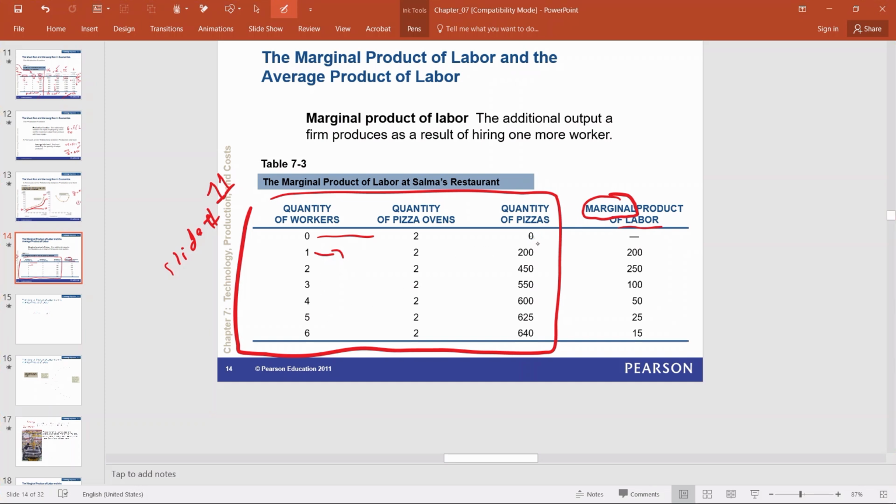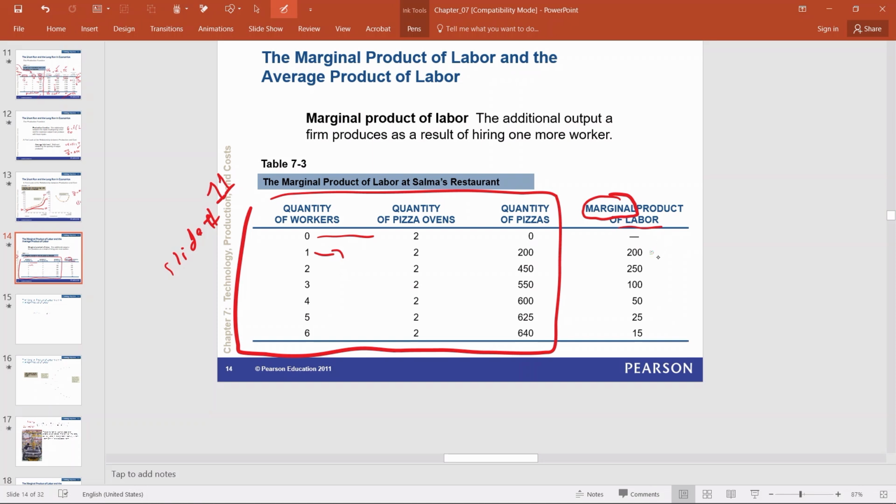So going from production zero, level zero, to 200, the difference is 200. Going from production made by labor one to labor two, it's 450, and the difference between these two levels is 250. And going from labor two to labor three gives a total quantity of production of 550, and the difference between the two levels is 100. So this is what is happening.